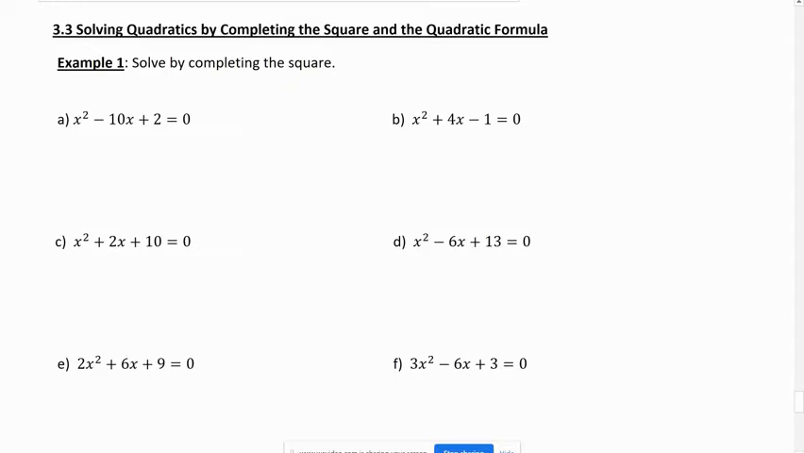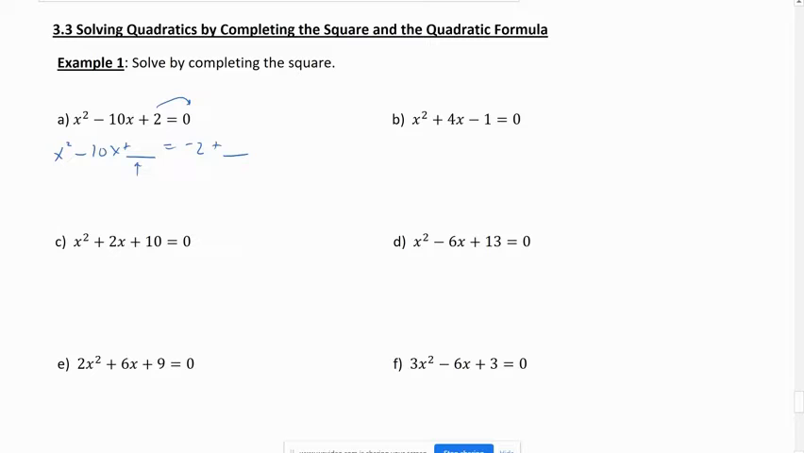To solve a quadratic equation by completing the square, we want to move the constant term to the right side of the equation and leave a blank where it used to be. So we'll have x squared minus 10x equals negative 2. And we're going to leave a blank here and a blank here, which is where we're going to complete the square. So when we say complete the square, what that means is we're going to complete this side of the equation by filling in this blank with a number that makes the left side of the equation into a perfect square. So that's why we're saying we're completing the square.